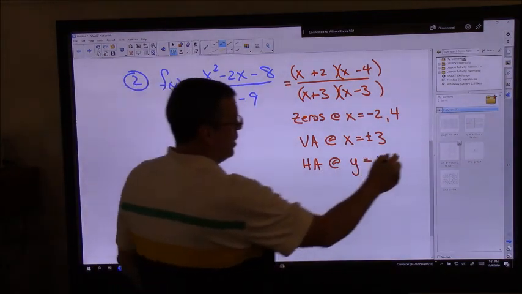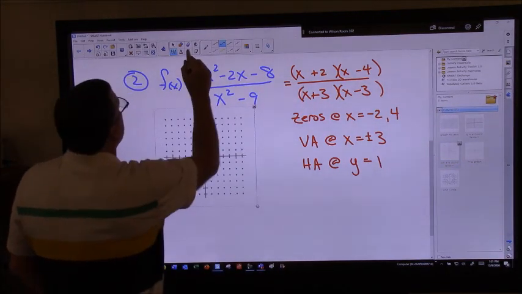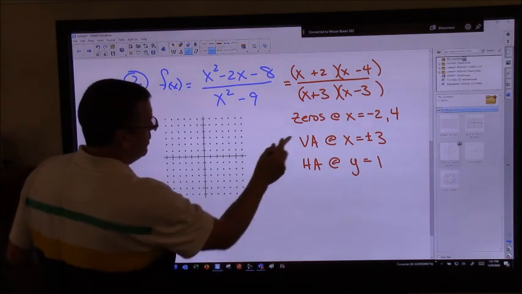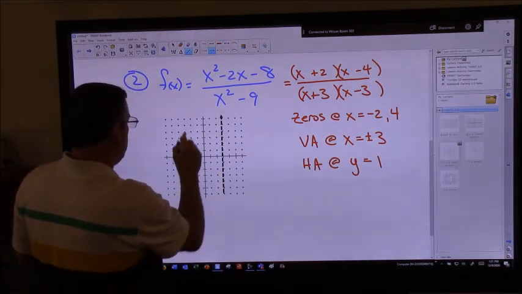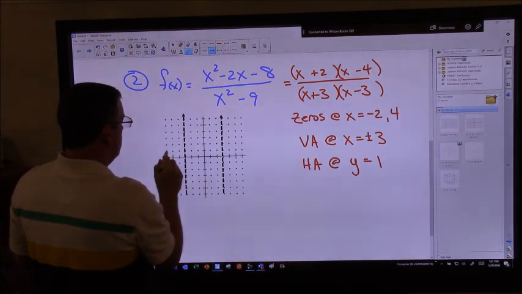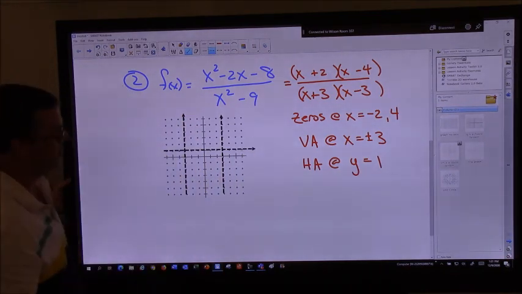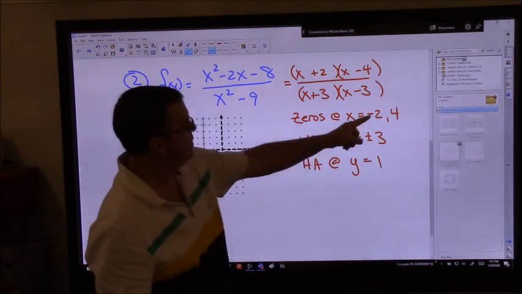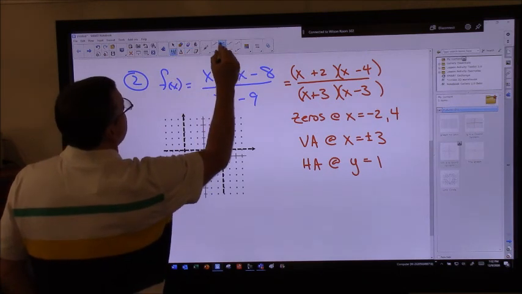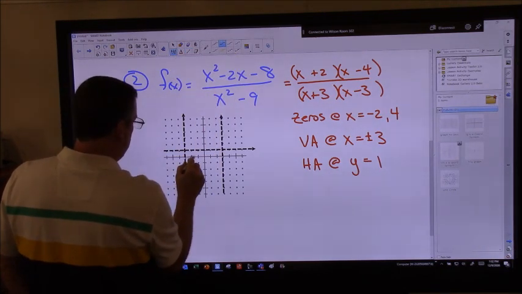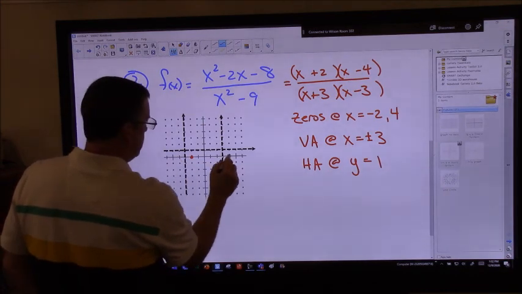So now I'll go ahead and draw that stuff into a graph. So I'll do the asymptotes first. I've got a vertical asymptote at x equals 3 or negative 3, and a horizontal asymptote at y equals 1. And my zeros are at negative 2 and 4. So let's see, there's going to be a 0 right here at negative 2, and there's going to be one at positive 4.